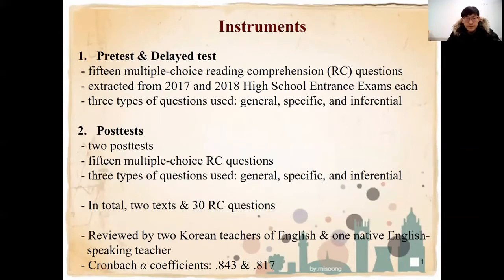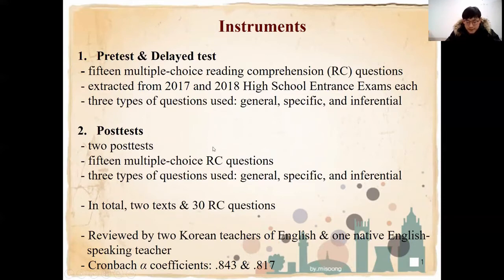Here are the instruments. First, the pretest and delayed tests. They consist of 15 multiple choice reading comprehension questions, which were extracted from the 2017 and 2018 high school entrance exams each. So high school entrance exams are standardized tests. The 15 reading comprehension questions were divided into 3 types of questions: general, specific, and inferential.